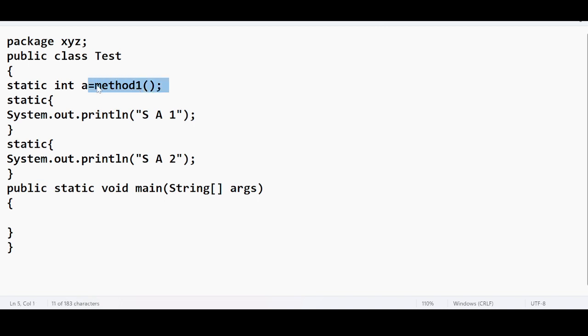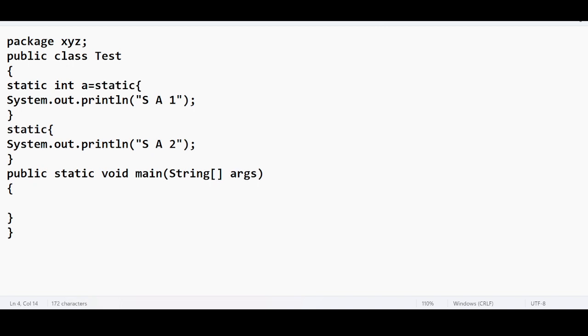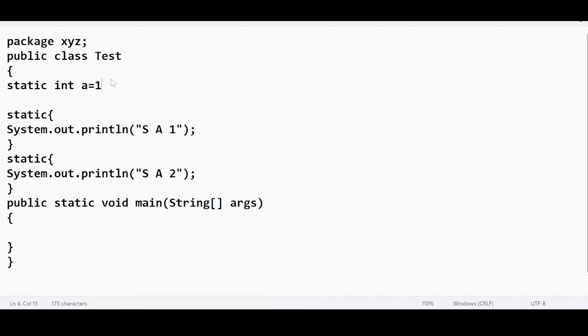Okay, there are two ways to assign a value. One is the direct assignation, no issues. This is the direct assignation. The moment you do this, the value 100 is assigned to the variable a, which is of static type, a static variable we can say.